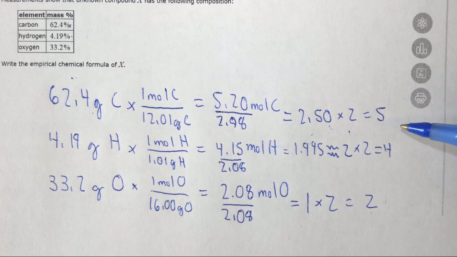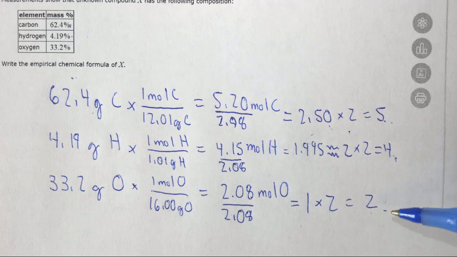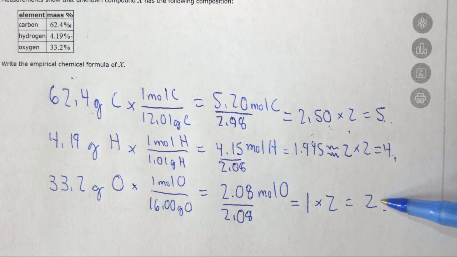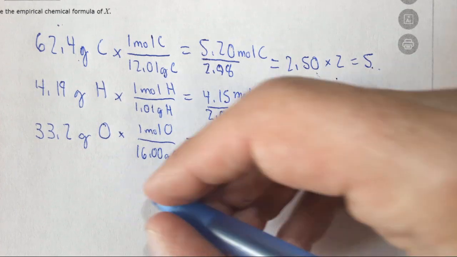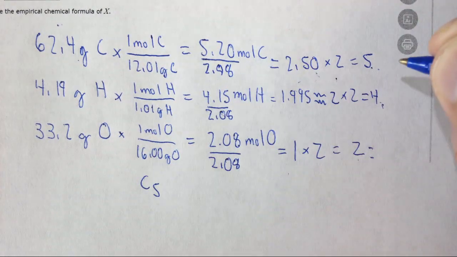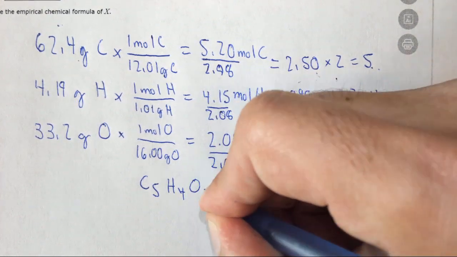So we know the ratio of carbon to hydrogen to oxygen is 5 to 4 to 2. This is still not an empirical formula. So I'm going to shift this up a little bit, and the last thing we're going to do is write the empirical formula, which is C5H4O2.